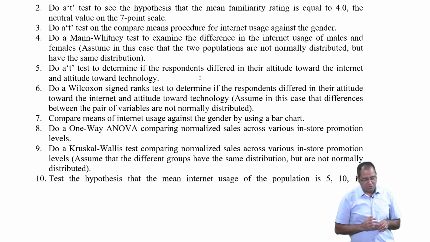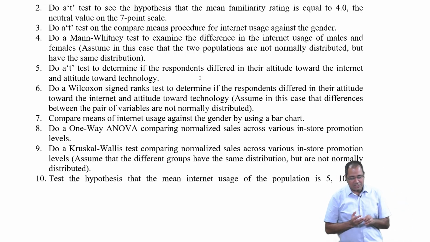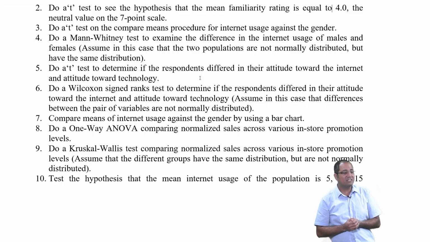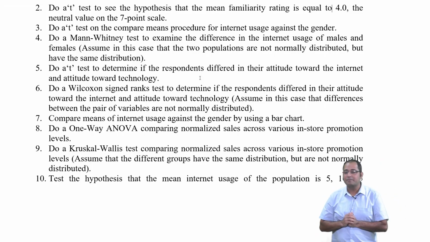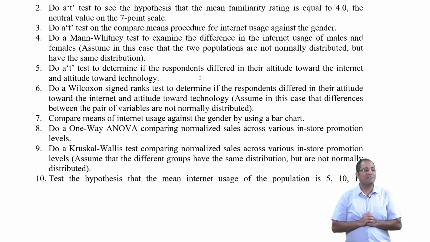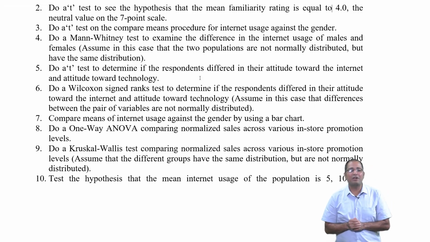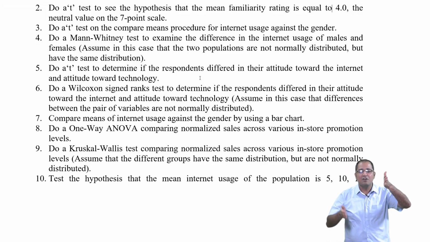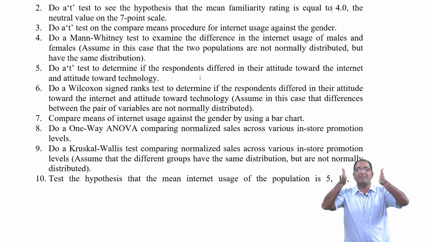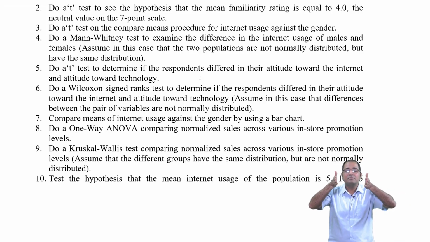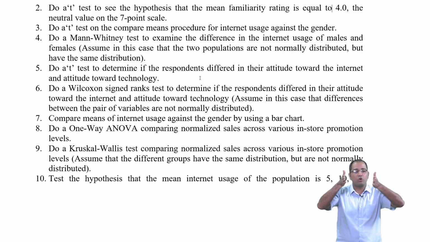Now the next one, the fifth one: do a t-test to determine if the respondents differ in their attitude towards internet and attitude toward technology. Here we will use the paired sample t-test. You use a paired sample t-test when you want to see whether the same respondents differ in their score on two variables.